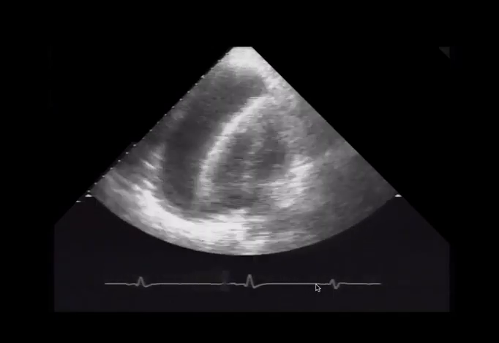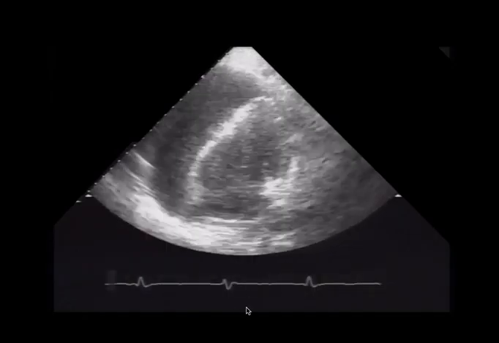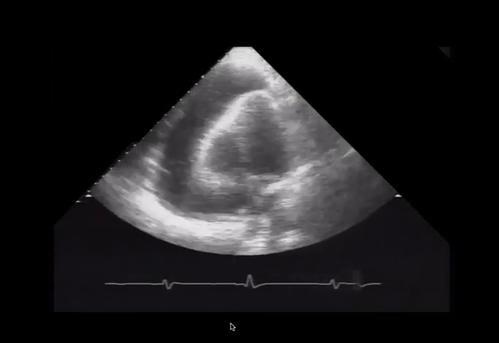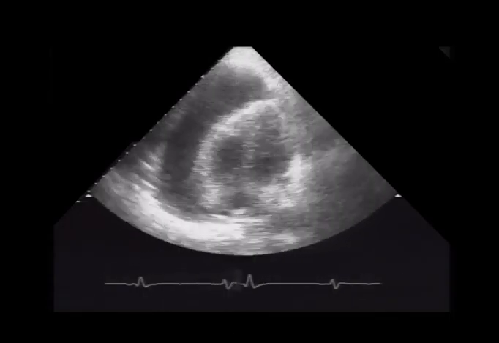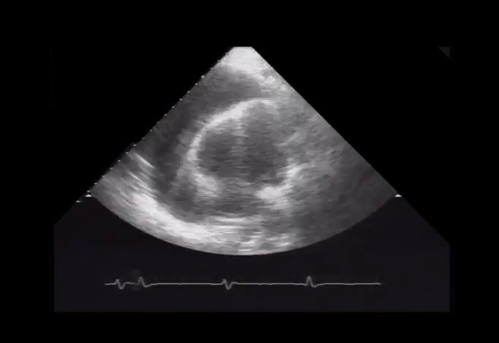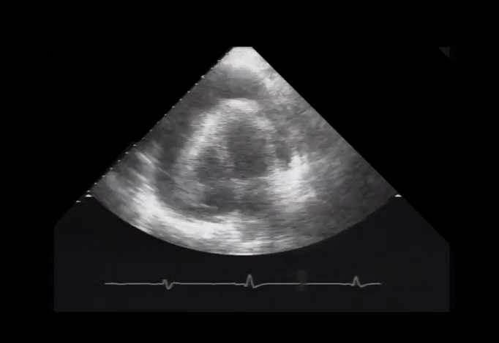But the most common finding on an electrocardiogram of pericardial tamponade is not electrical alternans. It's simply low voltage ECG. But it is cool when you see electrical alternans. Again, echo is a much better test than electrocardiography for this diagnosis.